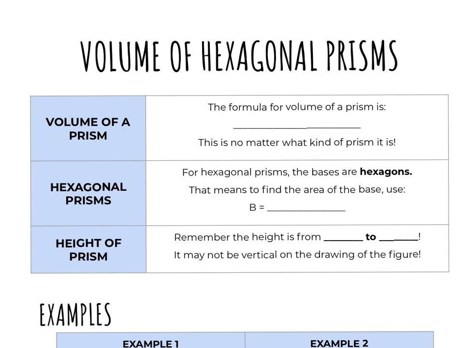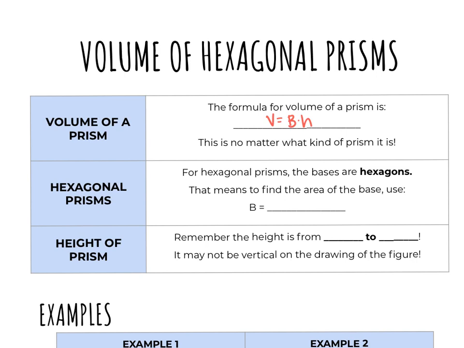First, a review of how to calculate the volume of any type of prism. If it's a prism, you calculate the volume by doing V equals capital B times H, where V stands for the volume, capital B stands for the area of your base, and H stands for the height of the prism. You do this no matter what kind of prism it is.